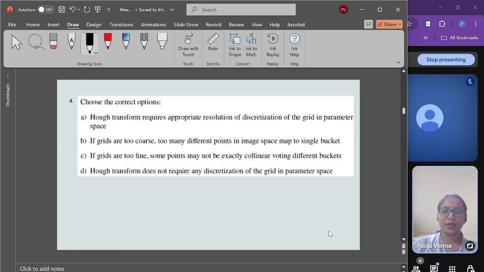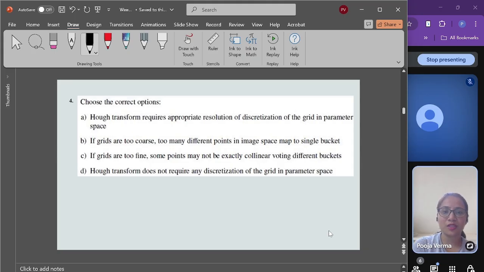Okay, so moving to the next question. The next question is: choose the correct options. Option A is Hough transform requires appropriate resolution of discretization of the grid in parameter space. Option B is if grids are too coarse, too many different points in image space are mapped to a single bucket. Option C is if grids are too fine, some points that are not exactly collinear may vote for different buckets. Option D is the transform does not require any discretization of the grid in parameter space.